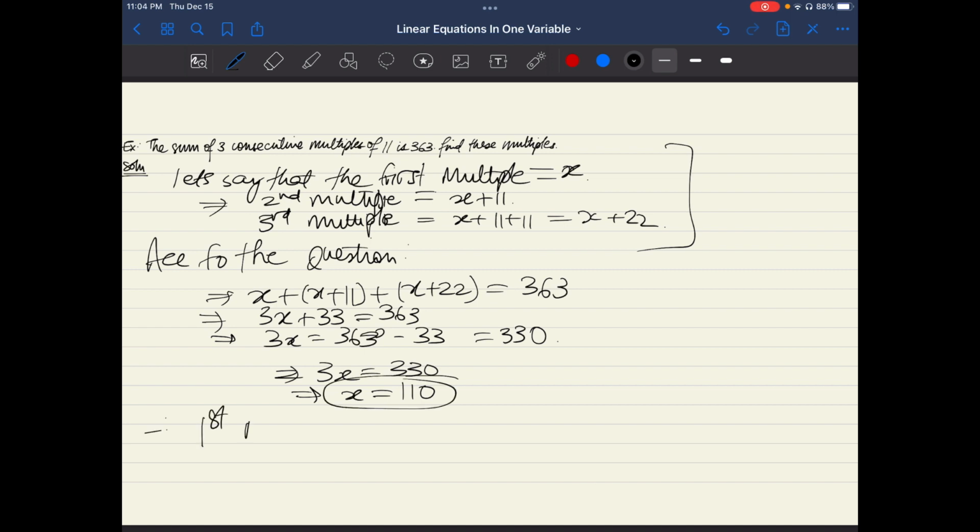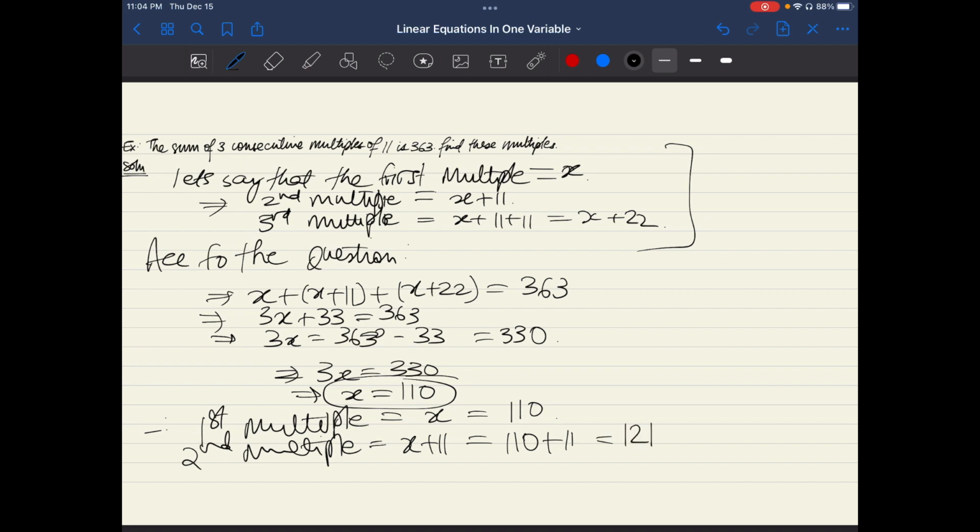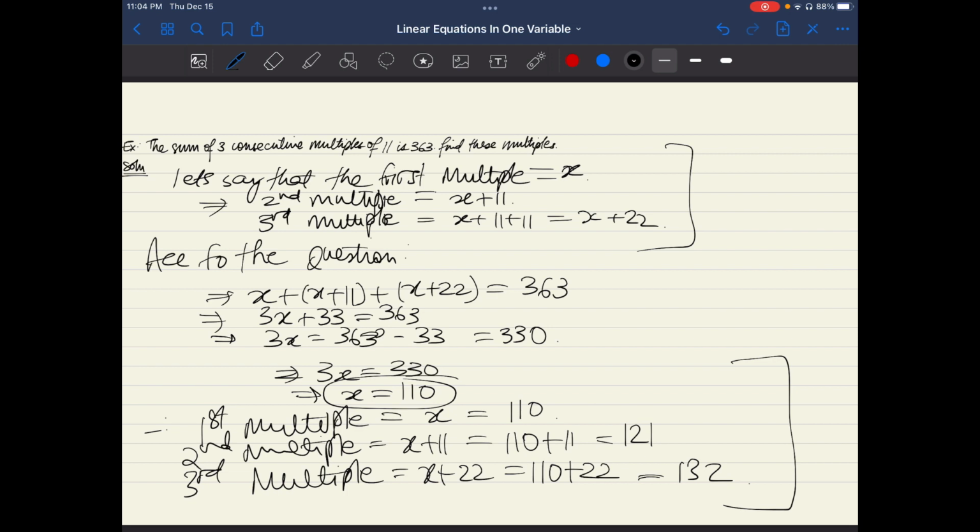Therefore, the first multiple, which is X, is 110. The second multiple is X plus 11, which is 110 plus 11, which is 121. And the third multiple is X plus 22, which is 110 plus 22, which is equal to 132. Therefore, the 3 consecutive multiples of 11 that add up to 363 are 110, 121, and 132.